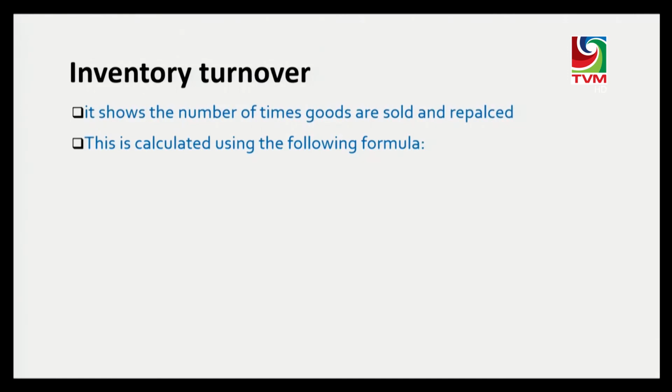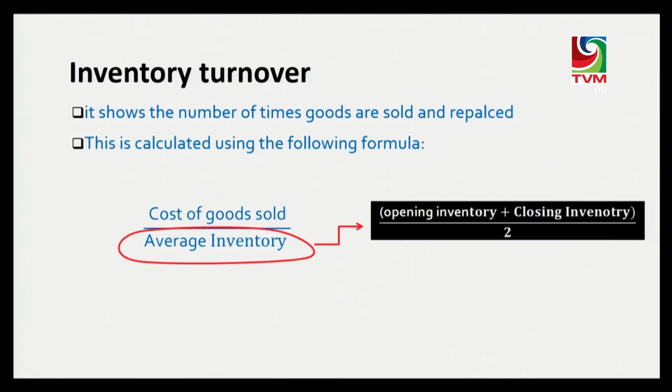The formula to calculate inventory turnover is cost of goods sold divided by average inventory. Now, cost of sales, or cost of goods sold, you can find from the income statement, and average inventory you have to calculate. The formula to calculate average inventory is opening inventory plus closing inventory divided by 2.